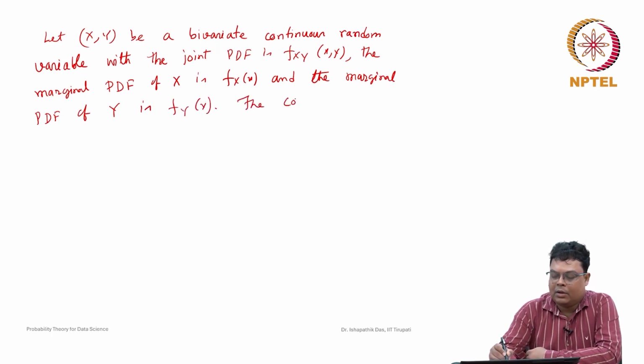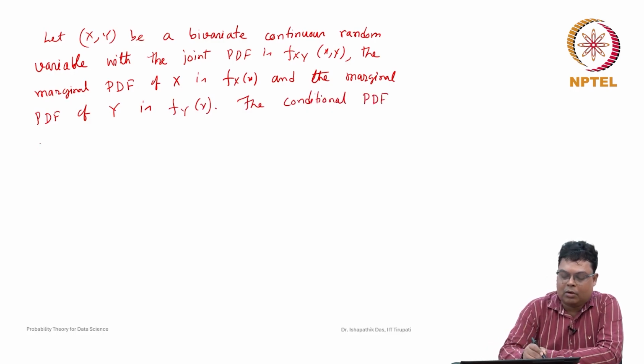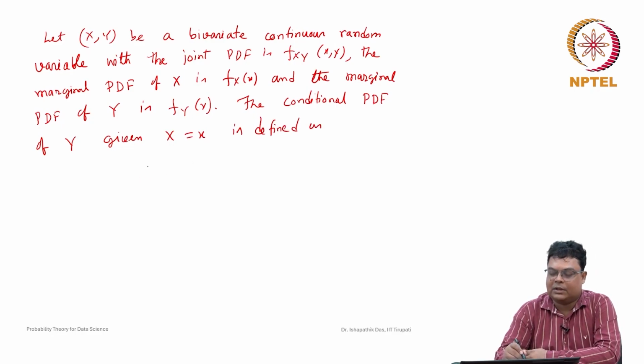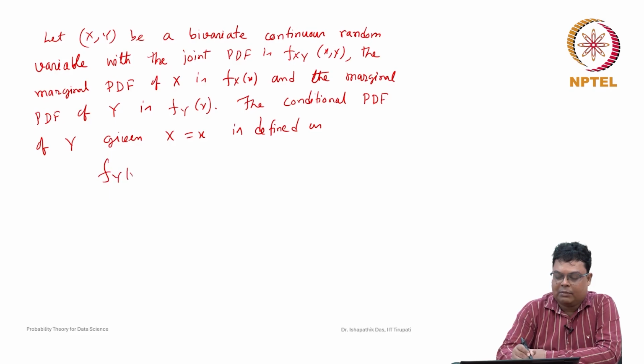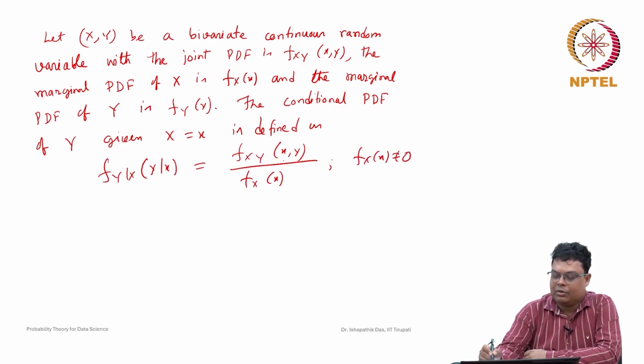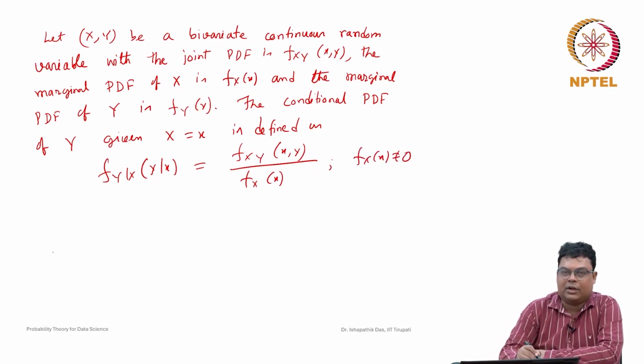The conditional probability density function of y given X equal to x is defined as f of y given x, which is the joint probability density function f_XY(x, y) divided by the marginal probability density function f_X(x), provided f_X(x) is not equal to 0. So we can compute this for all x where f_X(x) is not equal to 0.